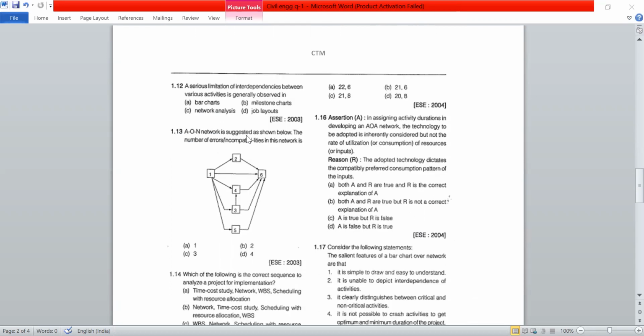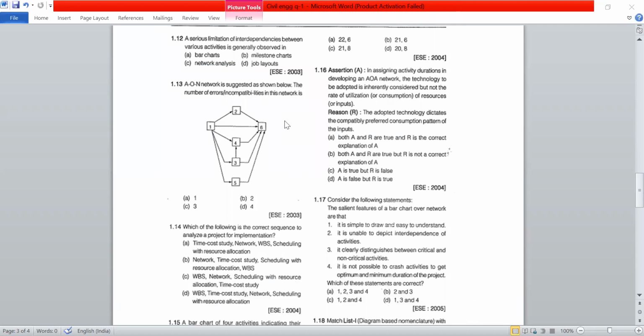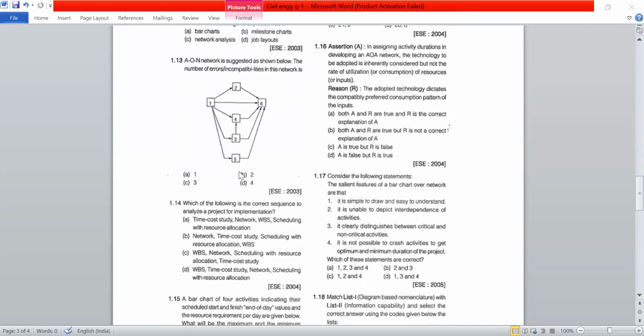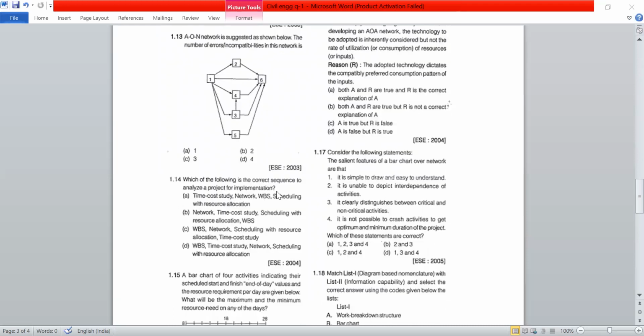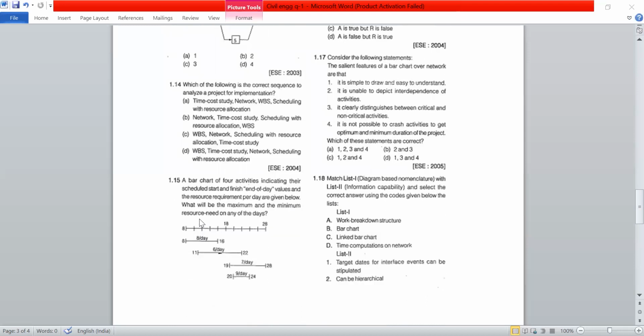A serious limitation of interdependence between various activities is generally observed in bar charts. So AON network is suggested as shown below. The number of errors or incompatibilities in this network is 2. There are 2 errors. Which of the following is a correct sequence to analyze a project for implementation: WBS, network scheduling with resource allocation, time cost study.